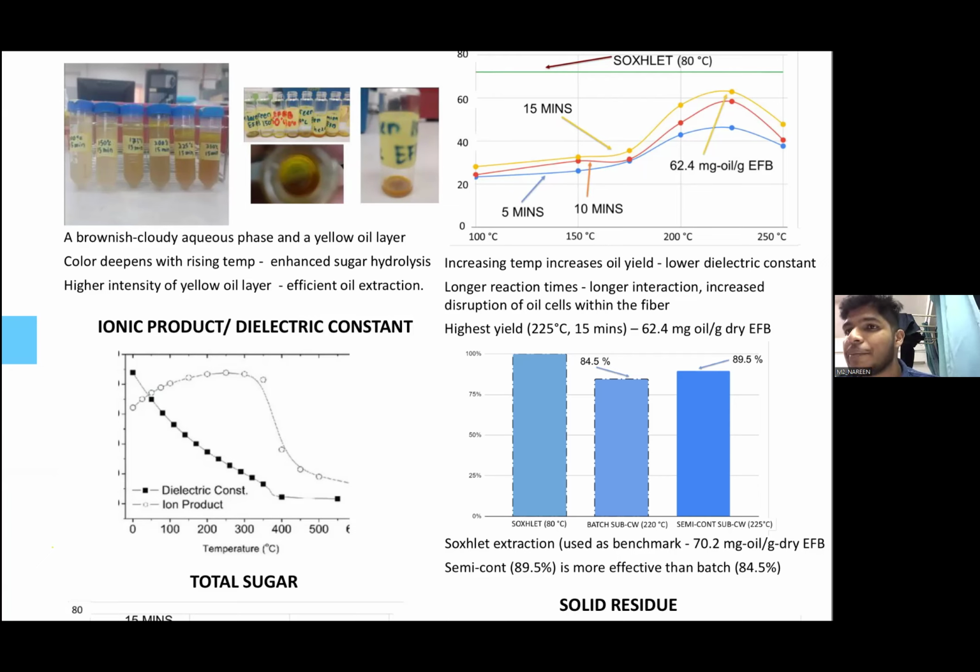As you can also see, as the reaction time increases, the yield also increases, almost double or triple. This is because in longer reaction time, there's longer time for the water to be in contact with the EFB. This causes an increased disruption of oil cells within the fiber, which makes oil extraction much easier. The highest yield observed was at 225 degrees in 15 minutes, and the value is 62.4 milligram oil per gram EFB.